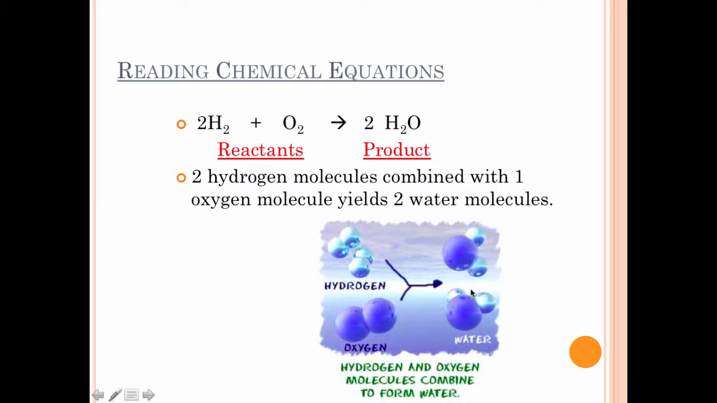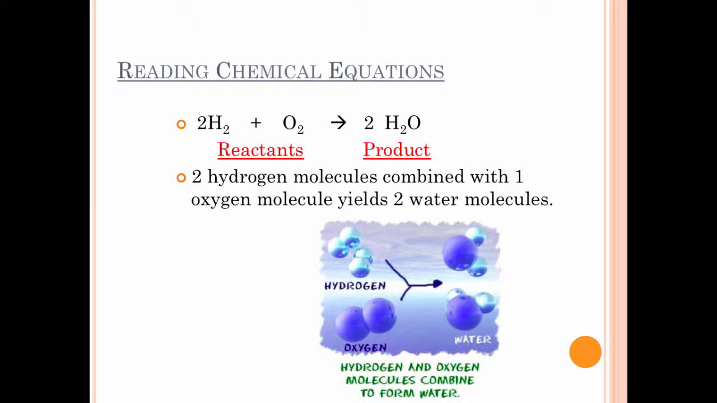Over here on our right are our products. We have 2 molecules of water. So what happens is that they break their existing bonds, rearrange, and make new bonds to make something new. But notice, did the number of atoms change? We said we had 4 hydrogen go in. Do we have 4 hydrogen come out? And we had 2 oxygen go in. Did 2 oxygen come out? So atoms cannot change what they are. They can only change their arrangement.